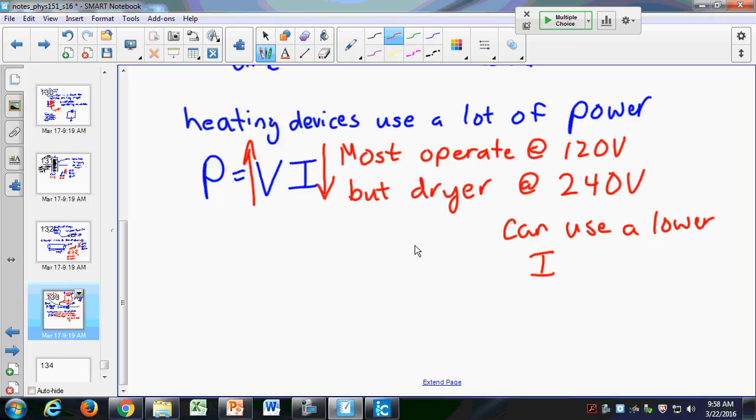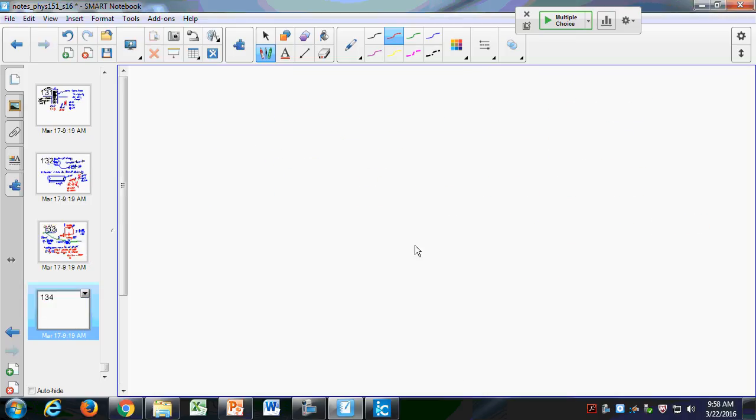Okay, let's look at static electricity. I want to show you the generator that I brought.